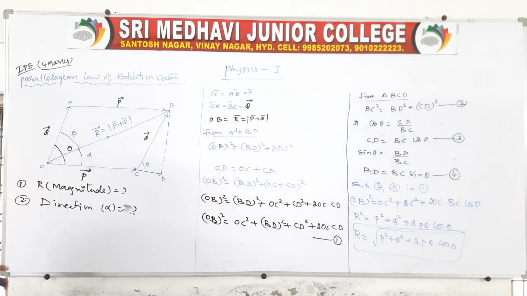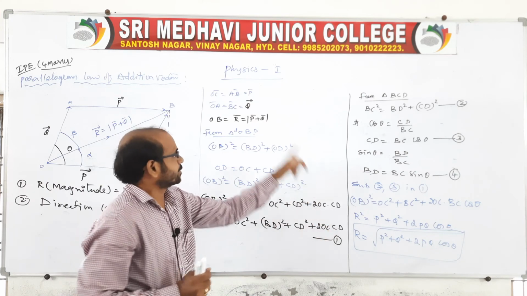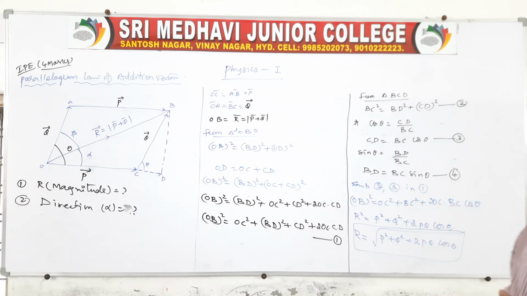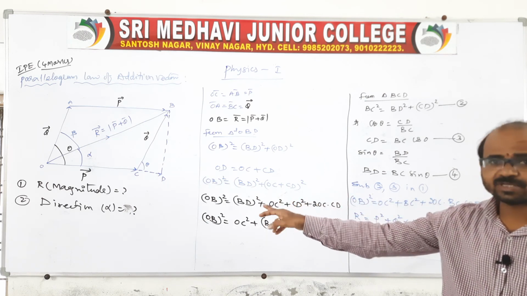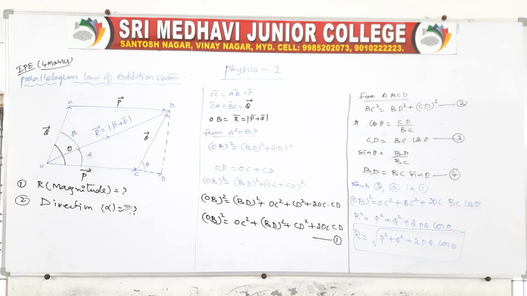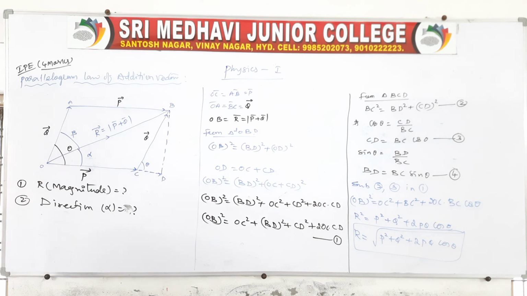This is the resultant magnitude, which is very important for 4 marks. This question is very important for 4 marks. Clear? It is the resultant magnitude capital R. That capital R is also the magnitude of P plus Q, which is equal to root over P square plus Q square plus 2PQ cos theta. Okay, this one part is finished. Again we have to prove the direction alpha by the same parallelogram. Is it okay? This is for 4 marks, and we'll continue the remaining tomorrow.